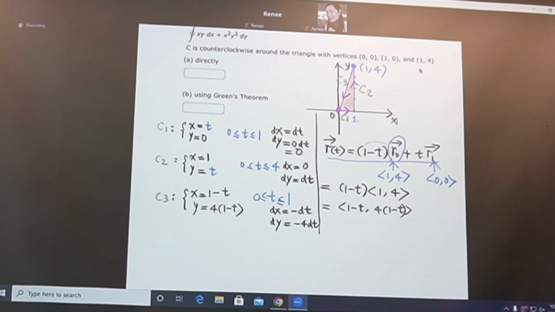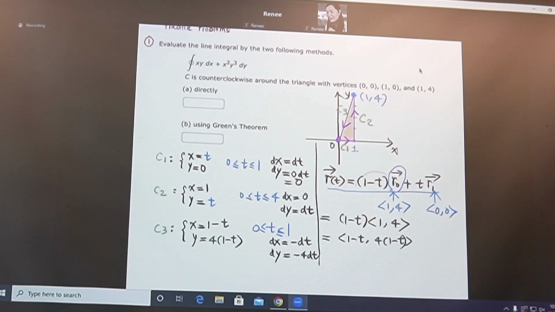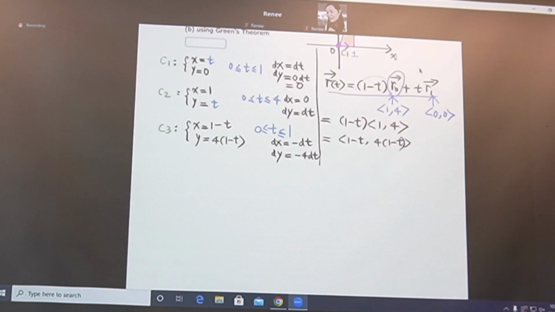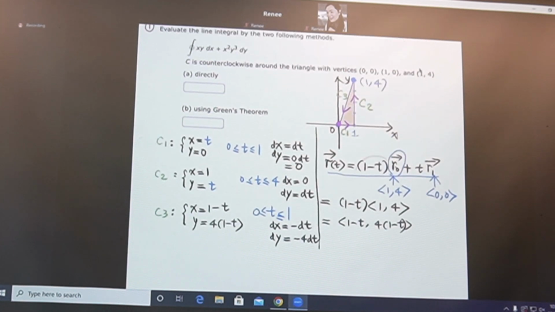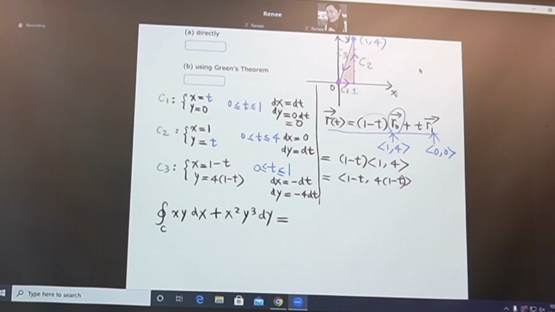Then after this, how do you find that integral? Let's just do it once, and then you will appreciate Green's theorem a little bit. Let me just copy it. So we are trying to find this integral of xy cubed dx plus x squared y cubed dy. So what does it equal to? Now we just need to make it into three integrals, right?